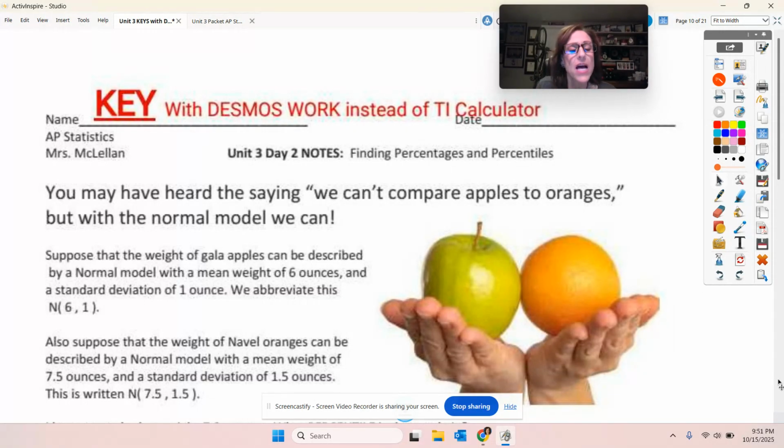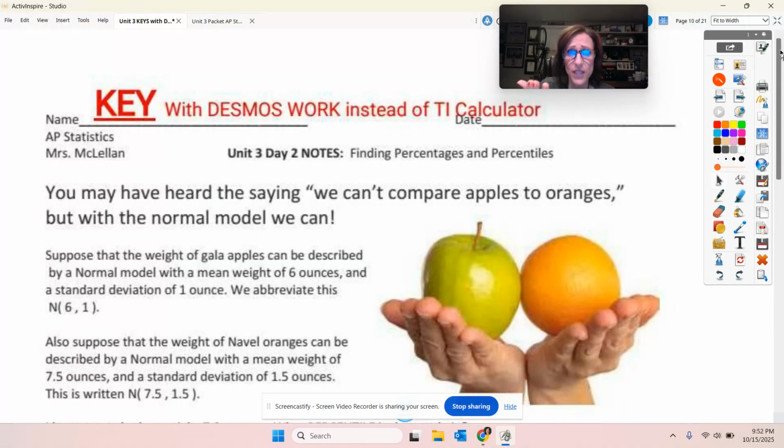All right. So we want to talk about how to find percentages and percentiles of certain areas with context. Sometimes you're just going to do it with straight standardized scores, okay? And so here, let's go ahead and start with this. We're on day 2 notes. I guess that would be page 13 in your packet. Okay, so here we go.